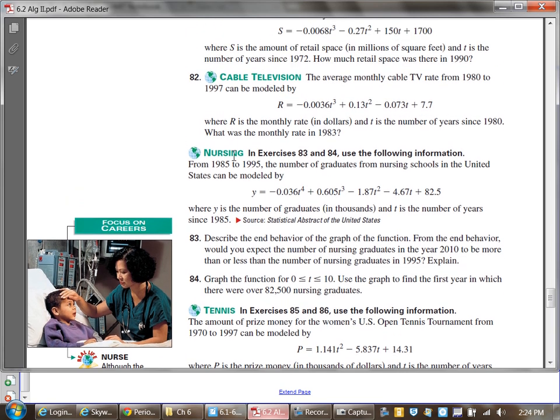It gives you your function and tells you the time starts at 1980. If we're trying to figure out from 1983, that means the t value is only 3. You substitute in 3 for that, and it'll spit out the answer for you. Is it by any chance $8.55? It is, by chance. It's $8.55.